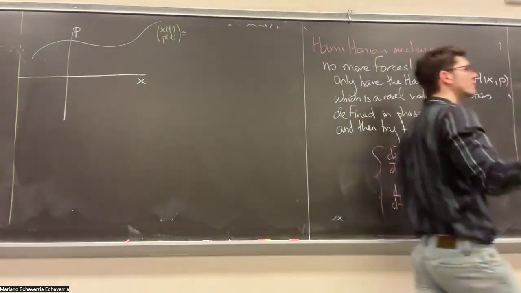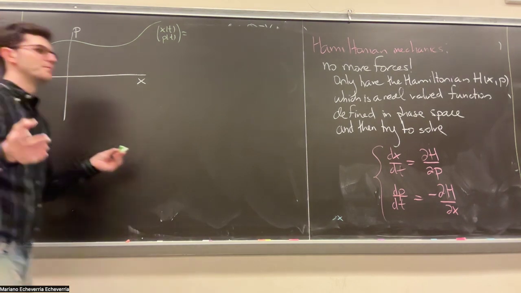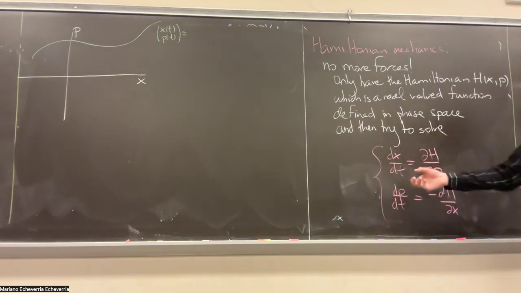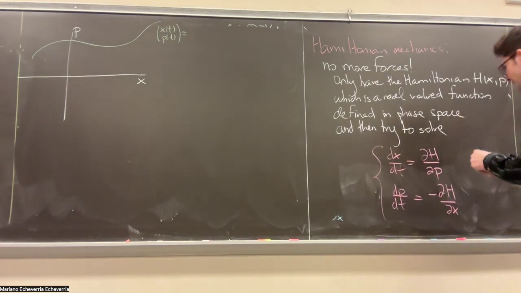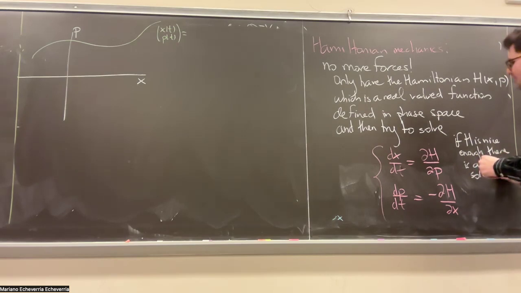Of course, I'm putting a lot of things under the rug, where you have to assume the function H is nice enough so that the uniqueness theorems of ODEs apply. That's not very different from what you usually would ask in an ODEs class. Usually you do want uniqueness of solutions. So if H is nice enough, there is a unique solution given initial conditions, like the initial position and the initial momentum.